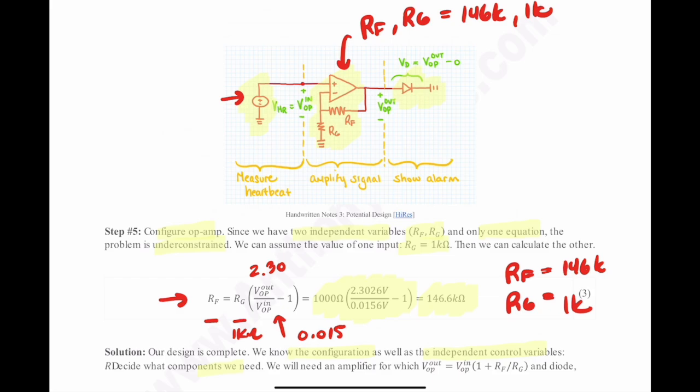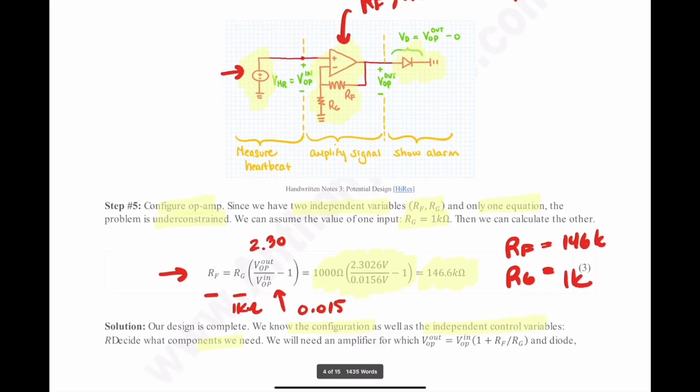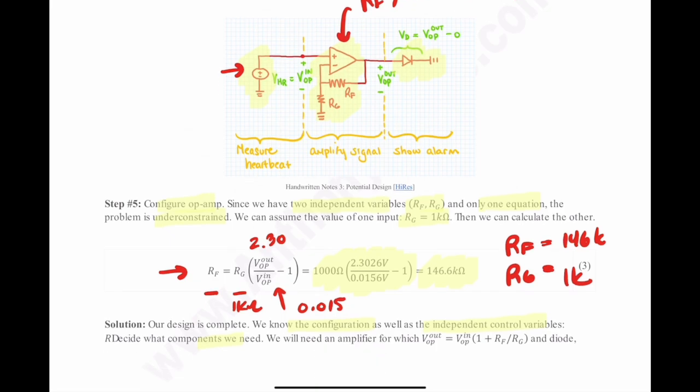Now, we could test this in simulation. I'm not going to do that. Actually, I would encourage you to do that on your own. But this design would essentially allow us to build an alarm, an LED alarm, that would light up when the heart rate goes over 125 beats per minute.